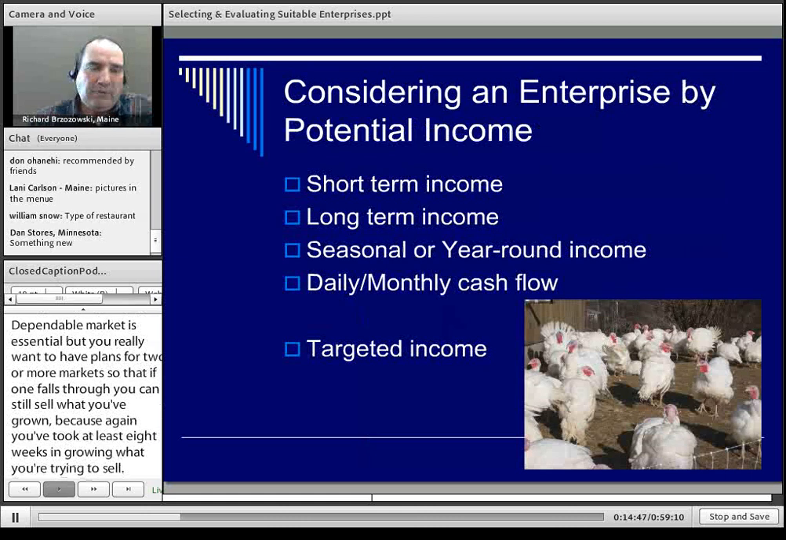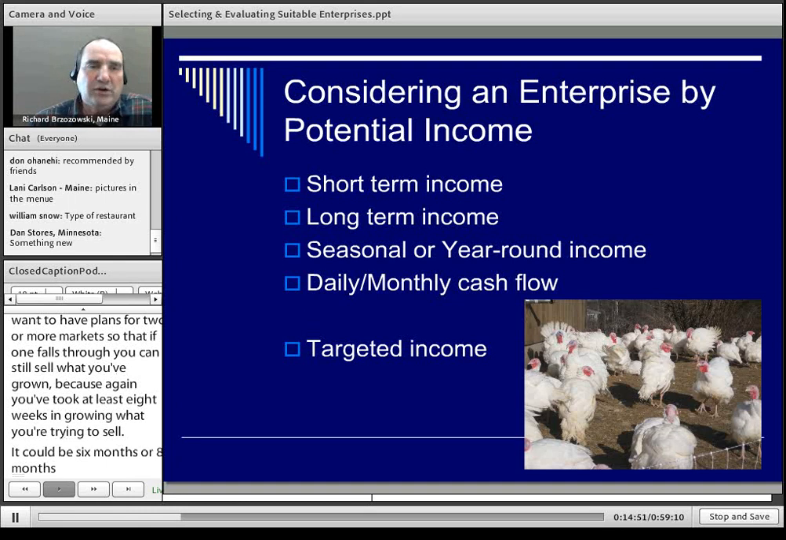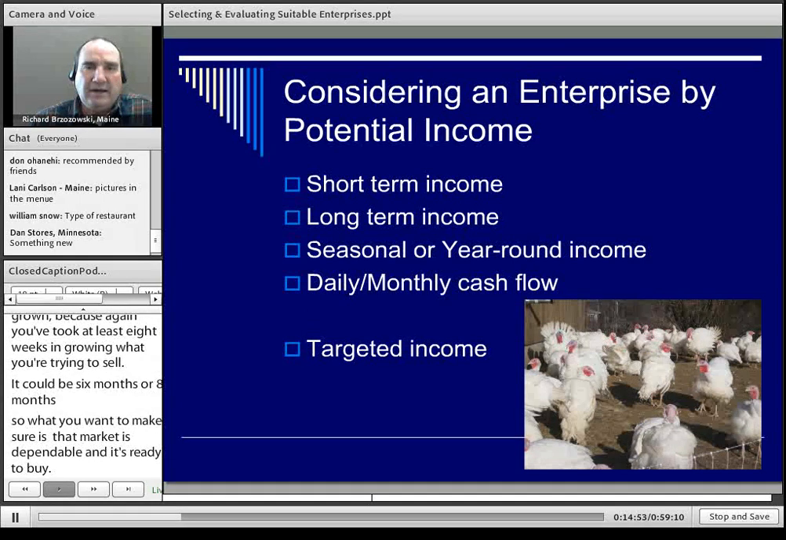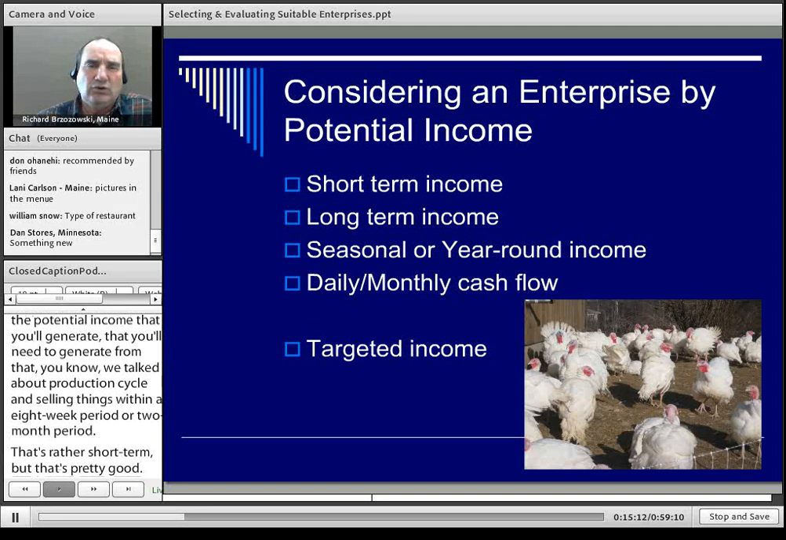Another thing to think about as you consider an enterprise is the potential income that you'll need to generate from that. We talked about production cycle and selling things within an 8 week period or 2 month period. That's rather short term, but that's pretty good. When you think about cash flow, you want some money coming back to the farm, back into your pocket, for family living or investing back in the business. So that income is considered short term.